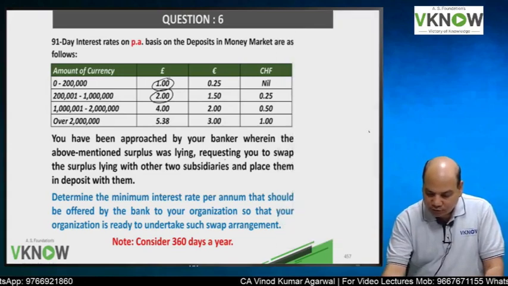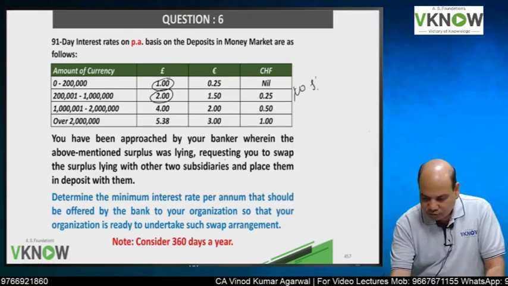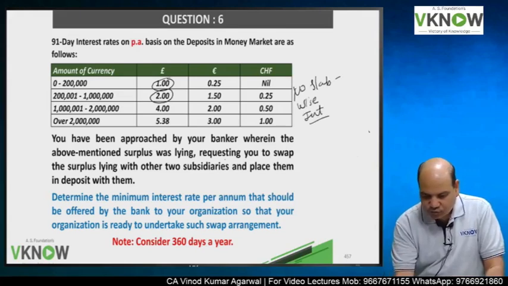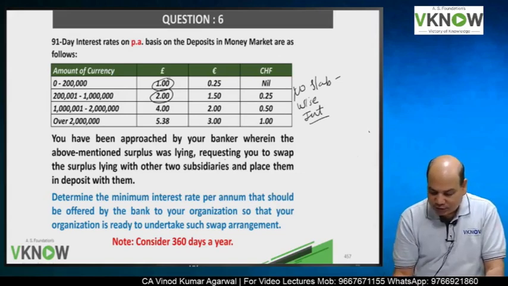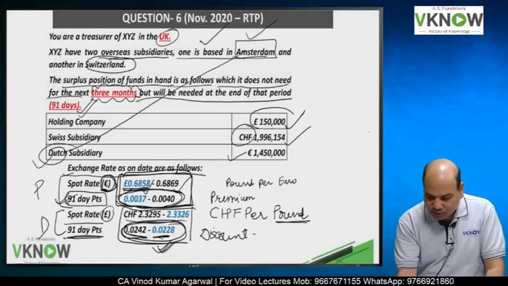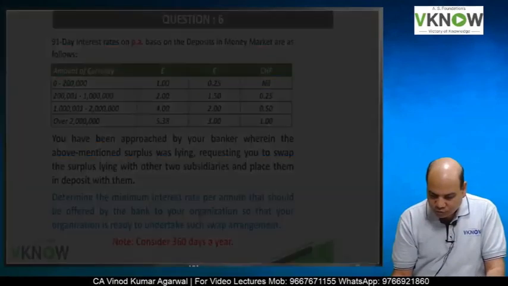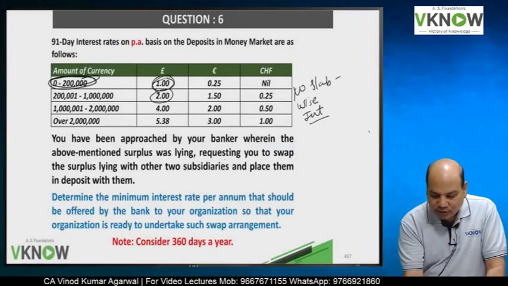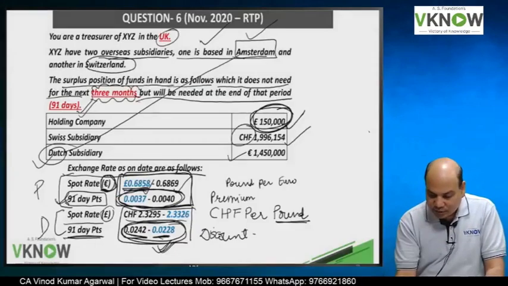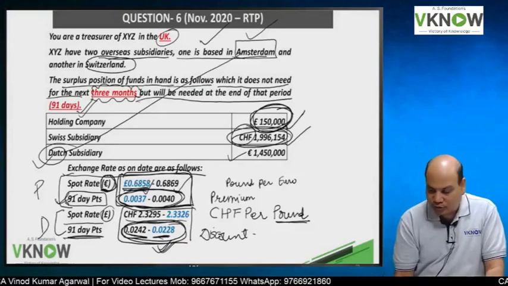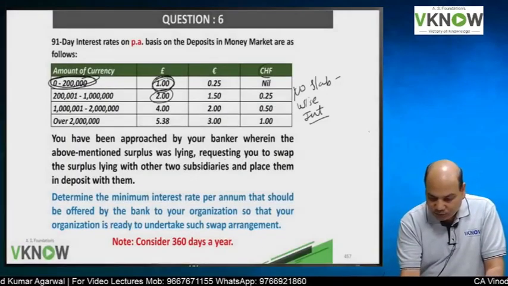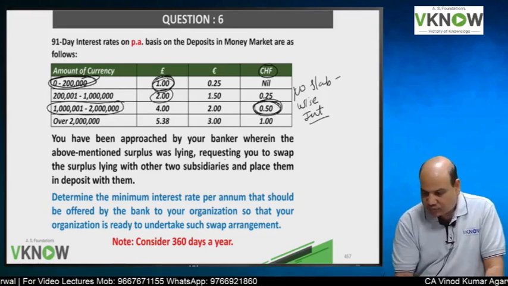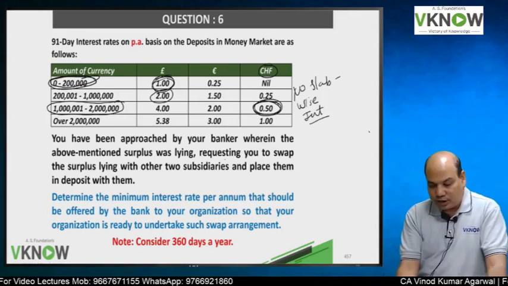So for clarity of doubt, no slab-wise interest. You have to just see which is the right line and follow that. For example, this holding company has 1,50,000 pounds. So 1,50,000 pounds will fall into this range, and the interest rate applicable will be 1%. Another example, suppose CHF is 1,996,154. Which range will CHF be in? Third range. So the interest rate applicable will be 0.5%. Very good. Like this we will do.